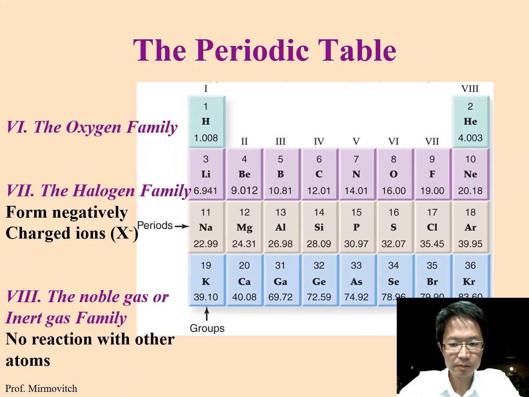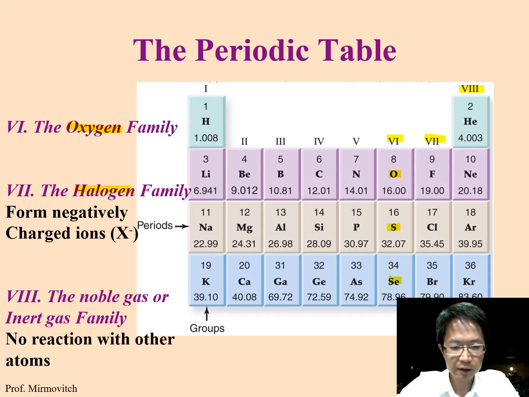And then groups 6, 7, and 8. Group number 6 is the oxygen family. Oxygen is the only gas, and then sulfur and the other elements in the oxygen family are solid. Number 7, they call it the halogen family.